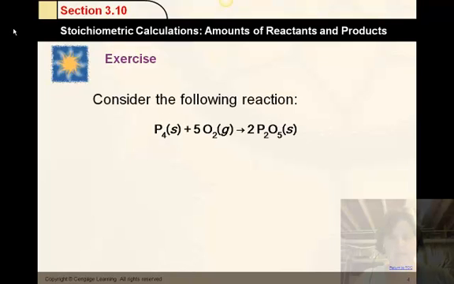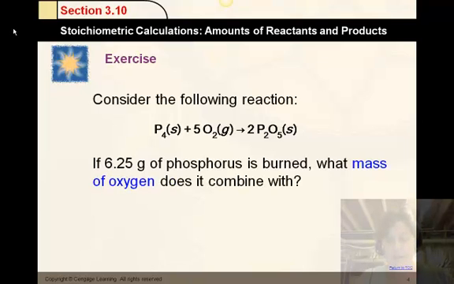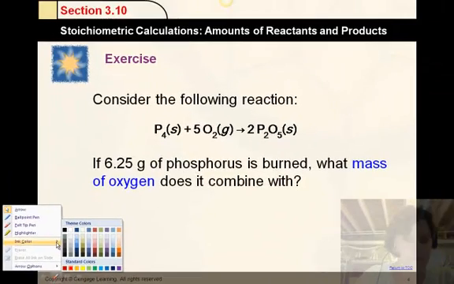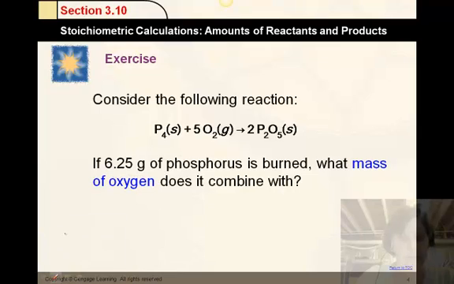So, here's an example. Consider this reaction. P4 plus 5O2 yields 2P2O5. If 6.25 grams of phosphorus is burned, what mass of oxygen does it combine with? Well, let me show you how to do this particular problem.